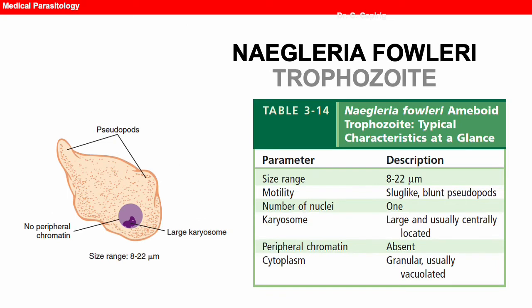This is the typical appearance of the trophozoite of Naegleria fowleri, and this table shows you the typical characteristics of the trophozoite. Its motility is slug-like. They have blunt pseudopods. The caryosome is large and usually centrally located, but for this picture, it is eccentrically located.